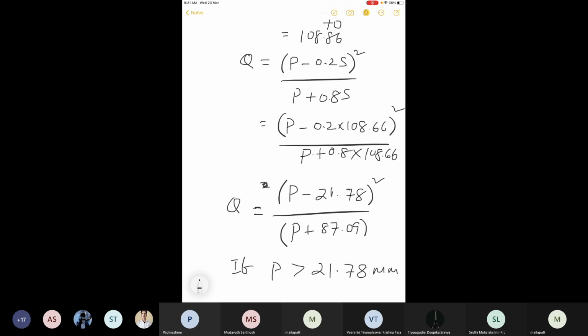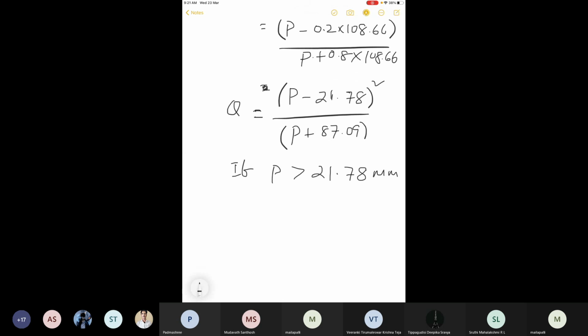From this equation it is clear that if you substitute 21.78 exactly, you get Q equal to 0, and P should be more than 21.78. Remember this. From the equation, it is P minus 21.78, so P should be more than 21.78 in order to get the direct runoff. Otherwise, you get 0. So if it is less, you have to consider it as 0.